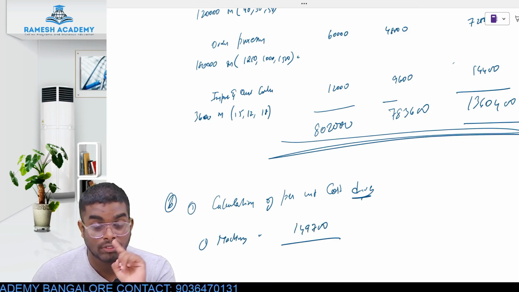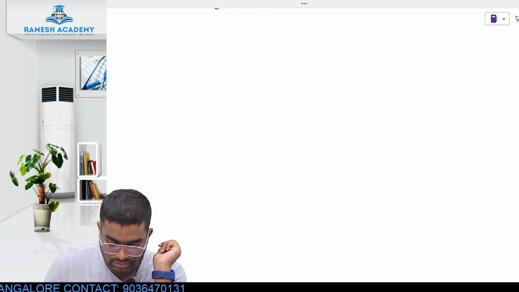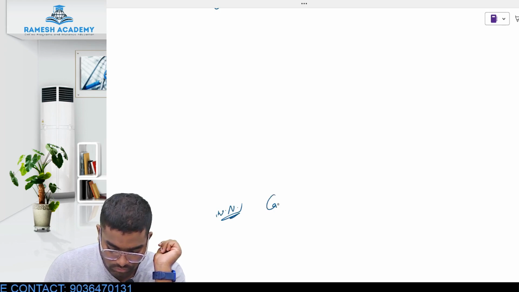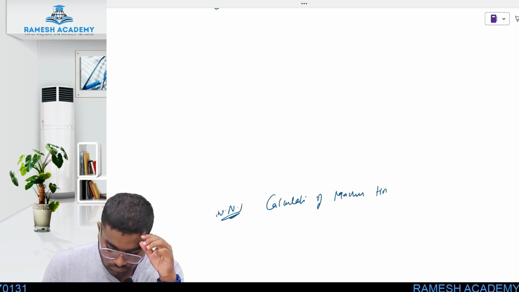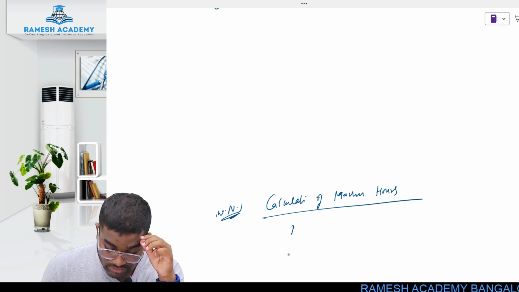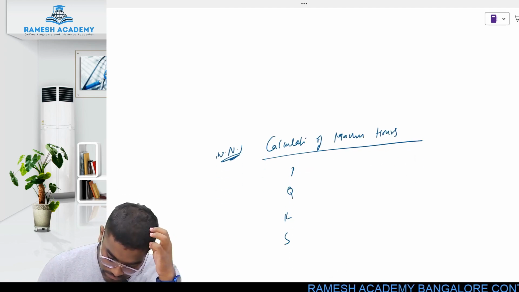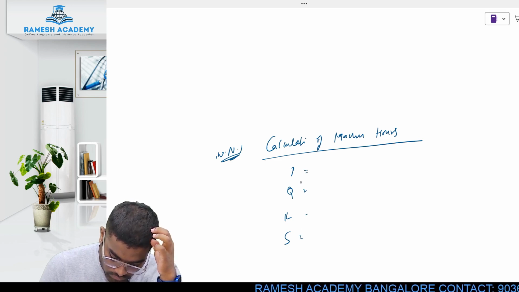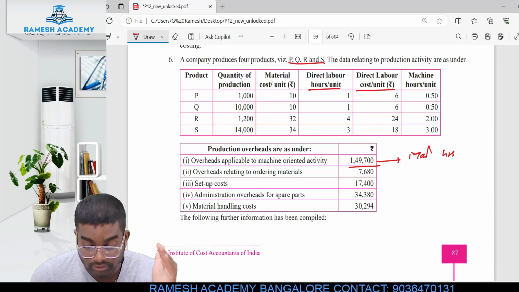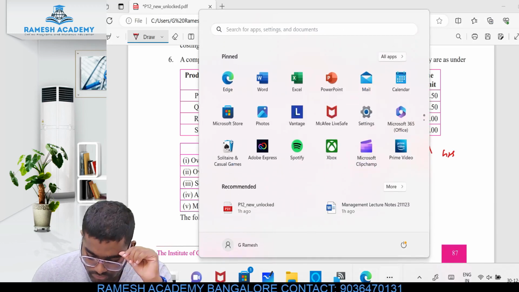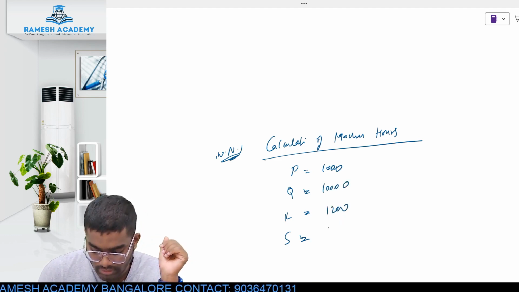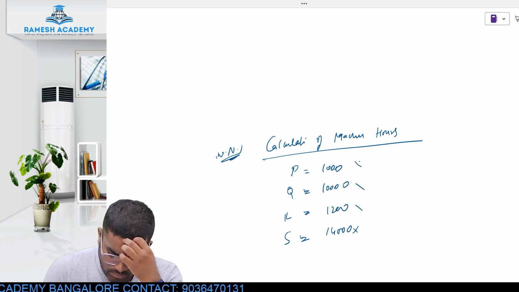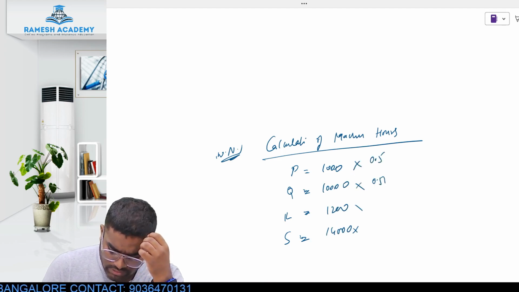So we decided to take the machine hours, but do we know the machine hours? No. So one working note, calculation of machine hours. So we had 3, I guess, PQRS. They had given per unit, and the number of units. So we'll calculate it. Quantity was 1000, 10,000, 1200 and 14,000. So per unit, I guess it was 0.5 here. We'll see the others.